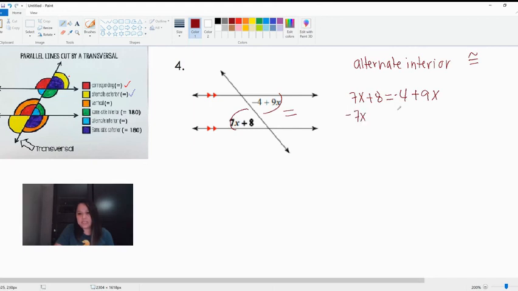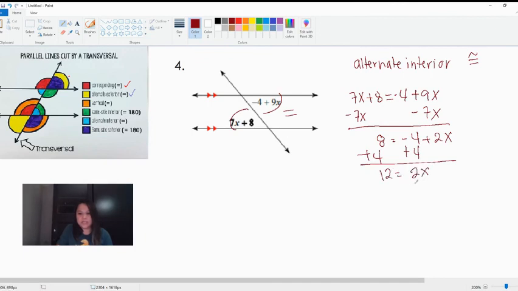And then we're going to solve for that. So subtract 7x from both sides, and we get 8 equals negative 4 plus 2x. Then add 4 to both sides of the equation, where we get 12 is equal to 2x. And the last step is to divide by 2. So that means x is equal to 6. Cool, so we know x is 6, but what are the actual angles? So let's go ahead and figure that out.